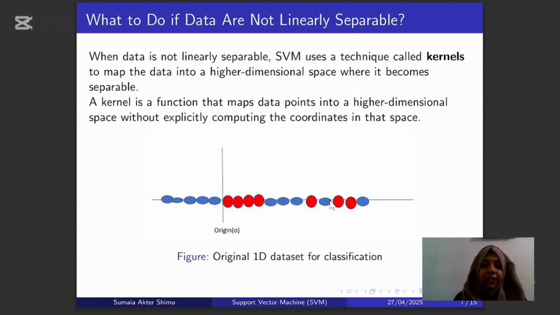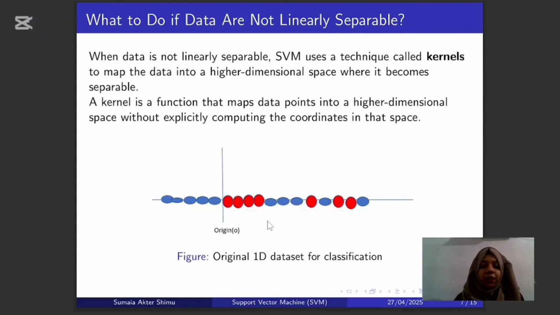What to do if data are not linearly separable? It is not always the case that the data are linearly separable, that is, that we can separate the data points by using a straight line. There are some cases where we cannot separate the data points by using a straight line. When data is not linearly separable, SVM uses a technique called kernel. As we know earlier, kernel is a function that maps the data points into higher dimensional space.